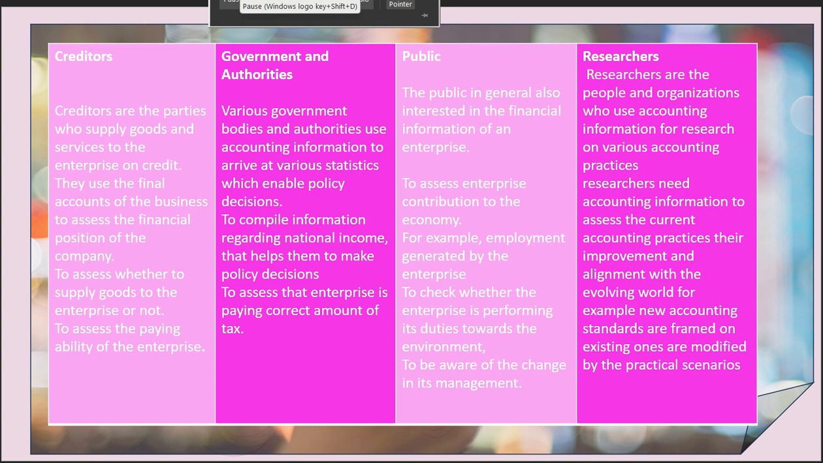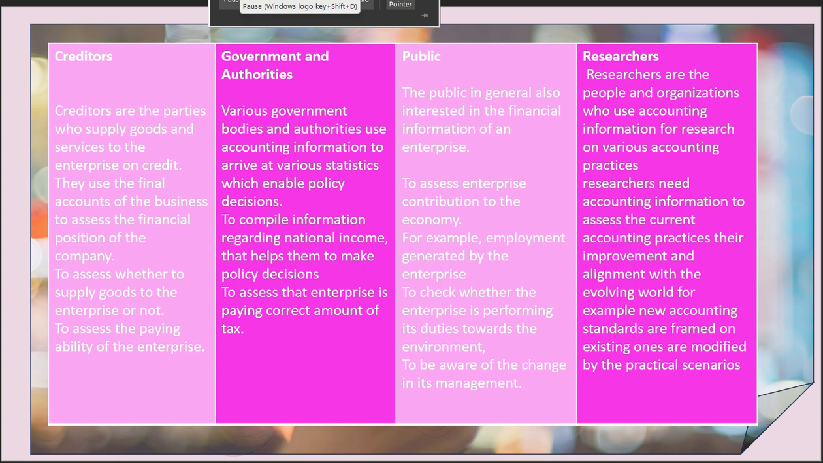For example, I have a business of crockery, and from the manufacturers I am buying the crockery. Okay, I'm not paying money to them now, but in future I will pay to them. So I am buying the crockery on credit. So this is an example of credit. Okay, so creditors want to ensure that I will pay the money in future or not.